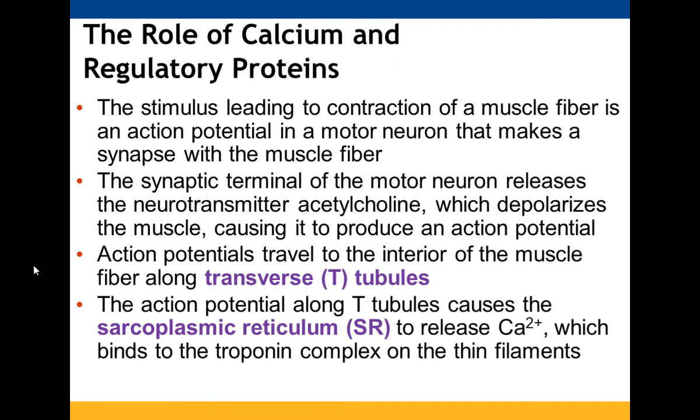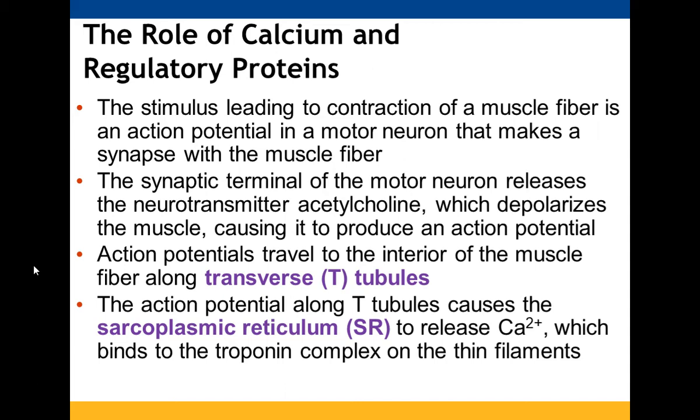So, to have a contraction occur, a stimulus must happen that will result in an action potential that allows a motor neuron to synapse with a muscle fiber. When that takes place, the synaptic terminal of the motor neuron will release acetylcholine, that neurotransmitter we talked about previously, which will cause a depolarization in the muscle, leading it to produce an action potential.